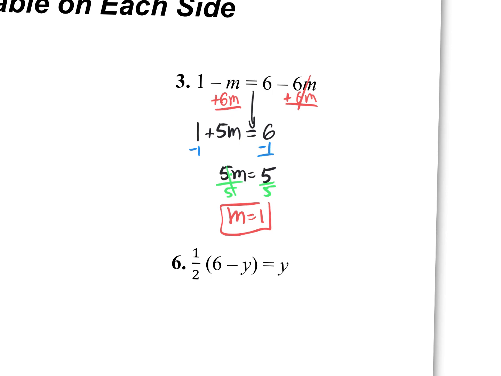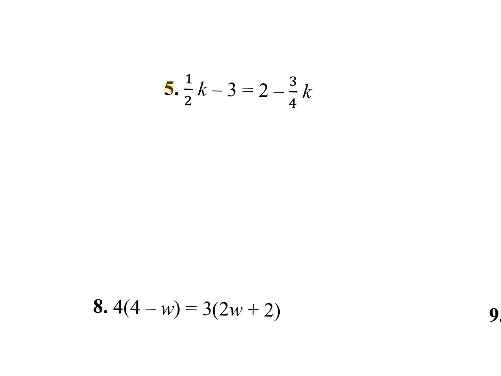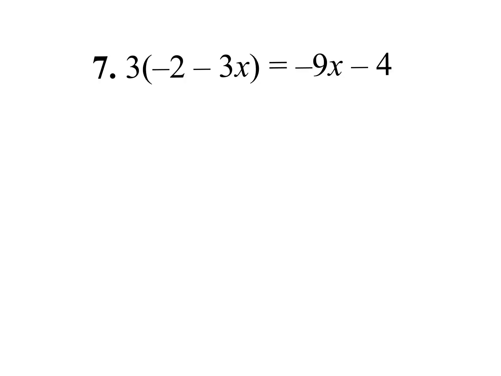Let's move on to number 5. Actually, number 5 was explained on a previous video, so I'm going to skip it. Let's move on. Here's number 7. Let's do number 7. We're going to simplify the left side because it does have distributive property. 3 times negative 2 is negative 6.